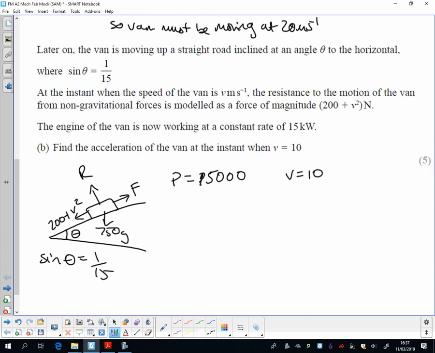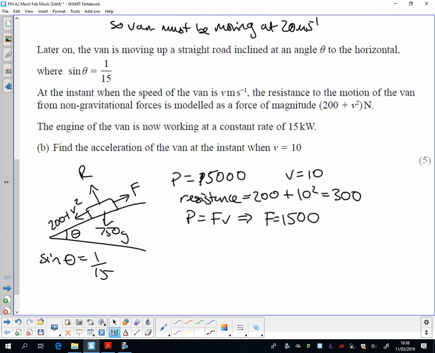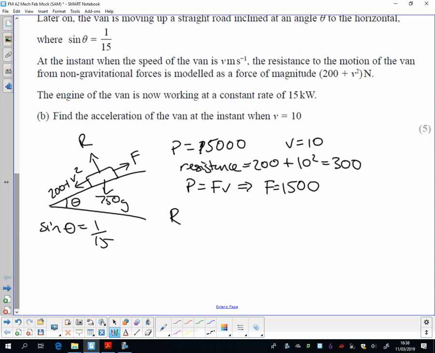Right, so if v equals 10, we can work out what the resistance is. So that's now 300. We can also work out, we know v is 10, and we know power is our driving force times our speed. So we can work out our driving force. Right. What we can do then, now we can resolve parallel to the plane, and we're going to have to use force is mass times acceleration because we're trying to find the acceleration.